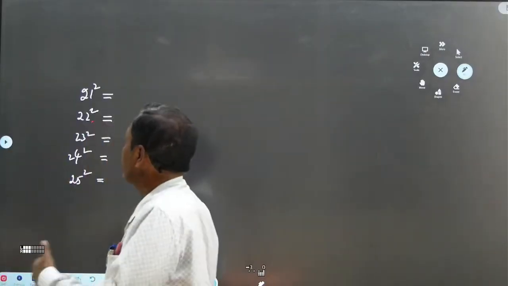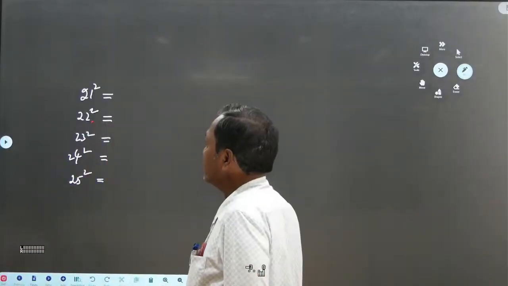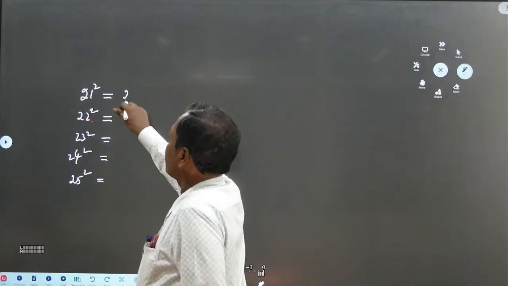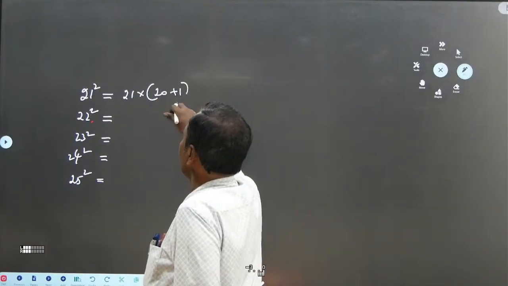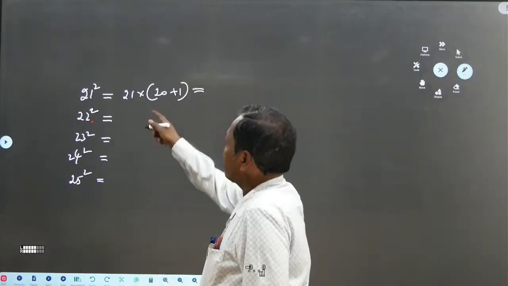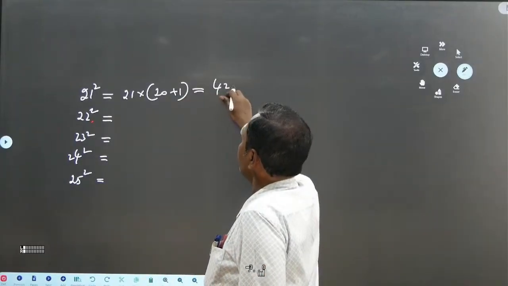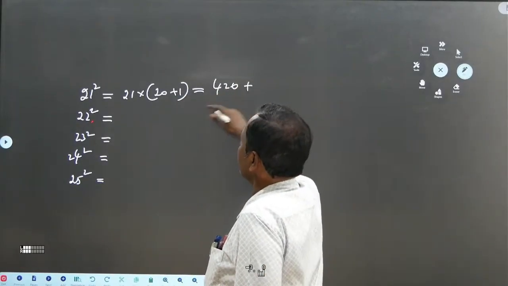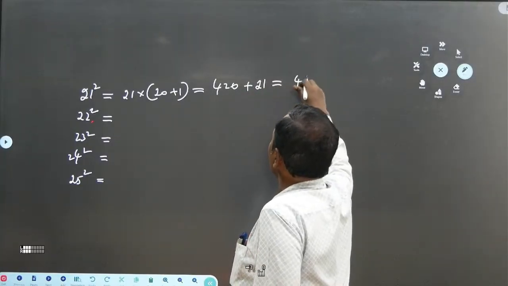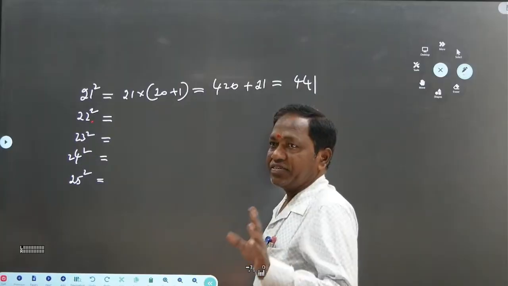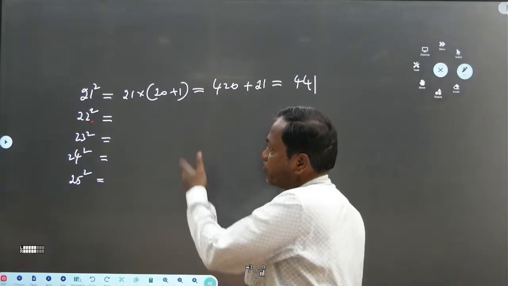Now, for these 5 numbers, already we know them, right? How do we write like that? 21 into 20 plus 1, right? 21 into 2, 42 means 420, plus 21 into 1, 21, this is 441. See, in one line you get it. You can do it for the remaining 4.